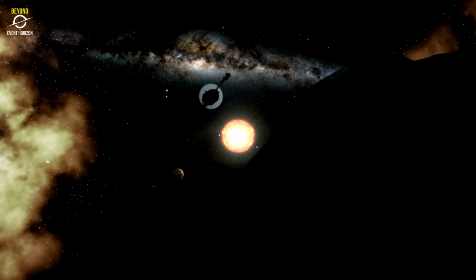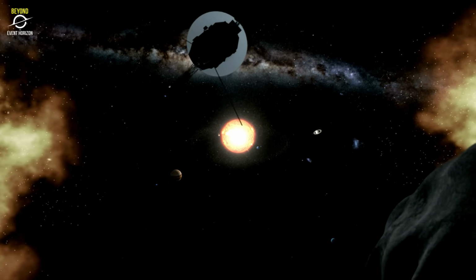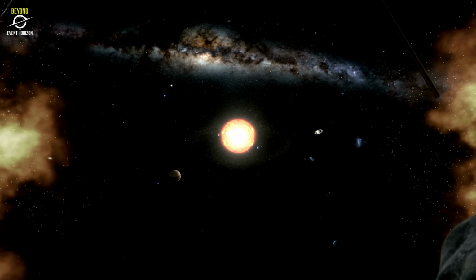We mentioned Voyager 1 crossing into interstellar space, but its journey is far from over. The spacecraft is still traveling, still sending data, still pushing deeper into the unknown.